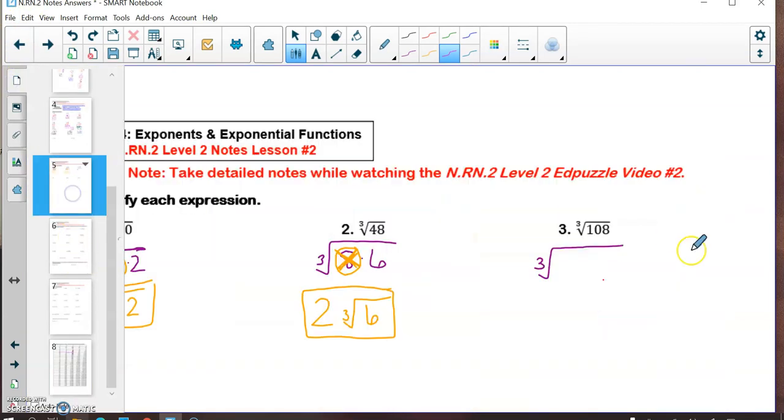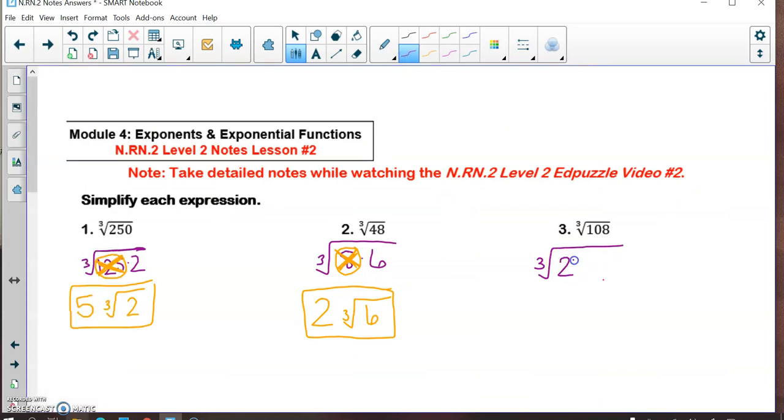27 times 4 is the same thing as the cubed root of 108. And the cubed root of 27 is a 3. So I take that 3 out, I cross off my 27, it disappears, and now I'm left with the cubed root of 4. Some of you might be tempted to take a 2 out of that 4, but that would be the square root of 4 is a 2, not the cubed root of 4.